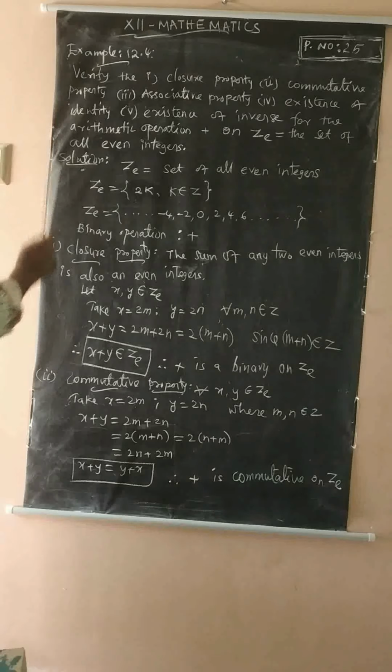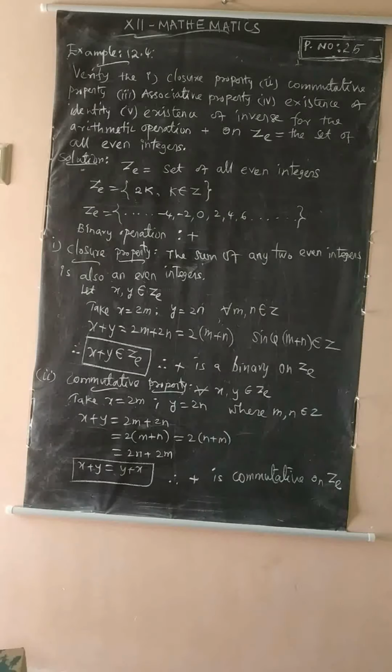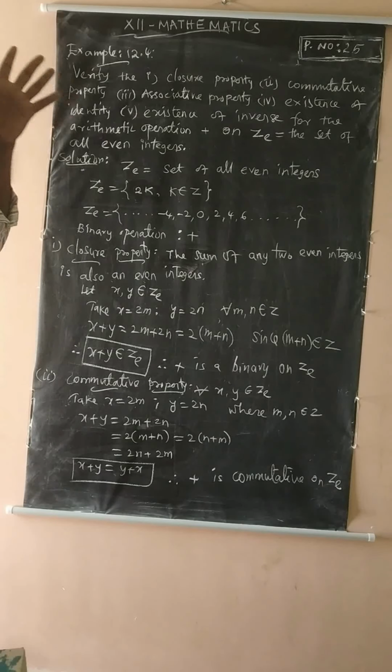Now solution. ZE means what? Set of all even integers. Already we know even integers: 0, plus or minus 2, plus or minus 4, plus or minus 6, etc. Those are all even integers. Set of all positive even integers means 2, 4, 6, 8, etc. Negative even integers means minus 2, minus 4, minus 6, etc. Okay. Here we are not asking for the value of even integers.